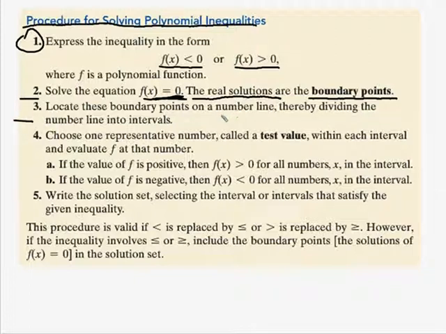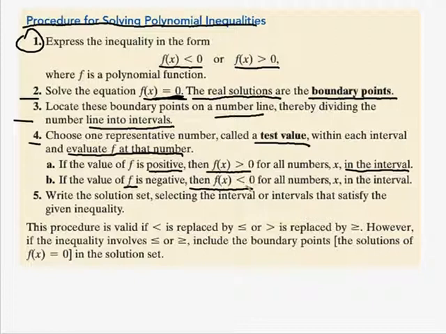Step 3, locate the boundary points on the number line, thereby dividing the number line into several intervals. In each interval, we are going to choose one representative number. That'll be our test value in that interval. And we are going to evaluate the function at that number. If the value of f is positive, then f of x is greater than 0 for all numbers in that interval. If the value of our test number is negative, then f of x is less than 0 for all other x values that are also in the same interval. Step 5, write the solution set, selecting the interval or intervals that satisfy the given inequality.